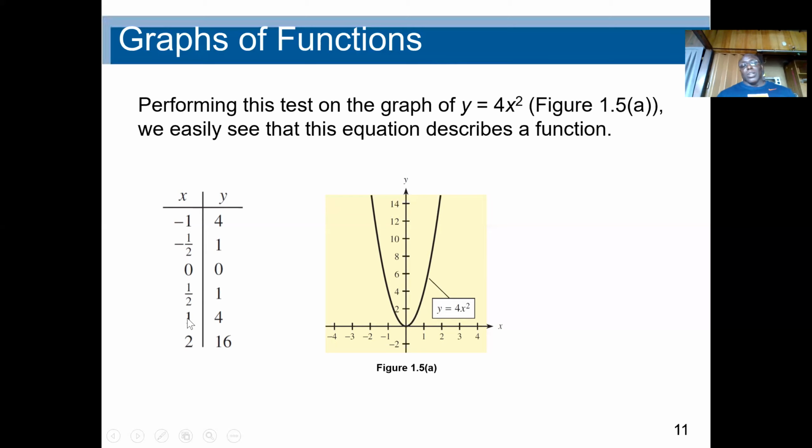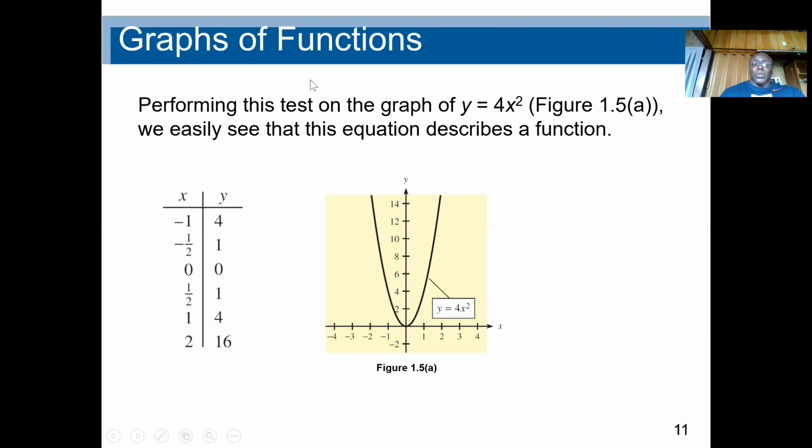So with this table now, I can just plot each point. The points will start with -1 and 4, then -1/2 and 1, then 0, 0, so to be on the origin, then 1/2 and 1, 1 and 4, 2 and 16.